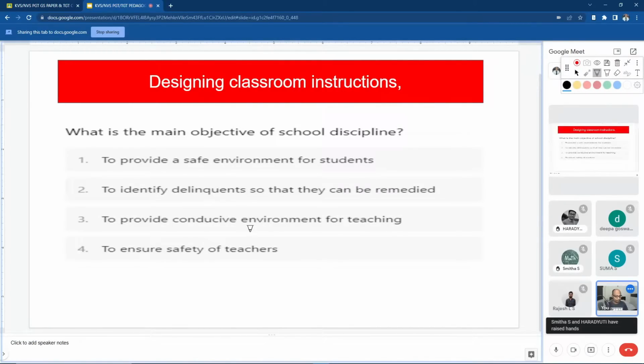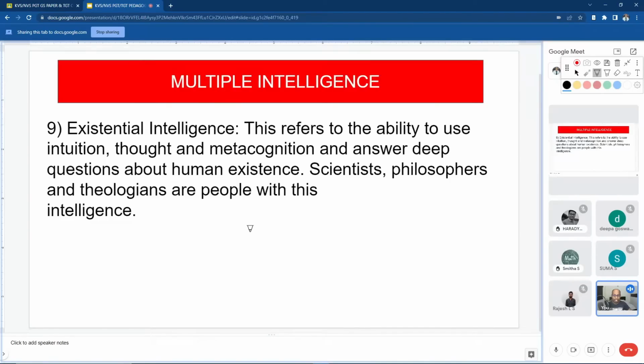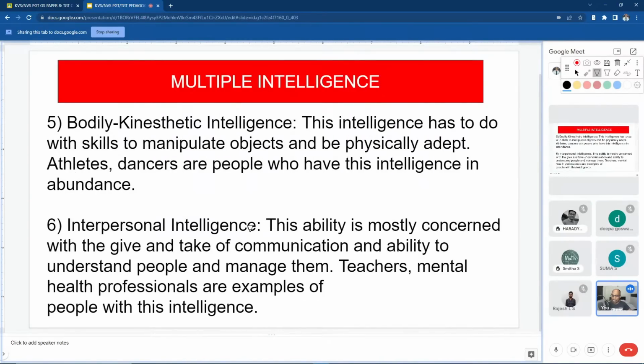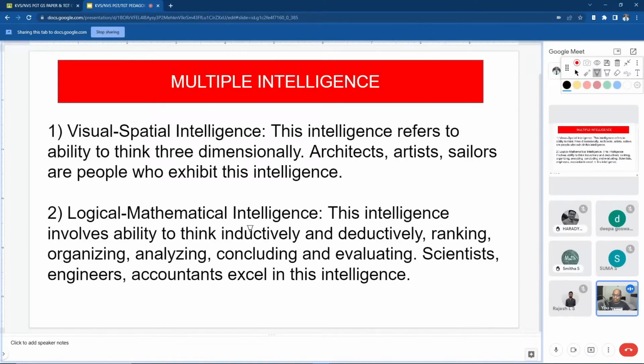Smita ma'am. Sir, you told some students may be visual, some students may be spatial learners, right, sir? So, what is spatial learners? Visual, auditory intelligence, we had a discussion in the last class. Visual spatial intelligence refers to the ability to think 3-dimensionally. Architects, artists, sailors are people who exhibit this intelligence.